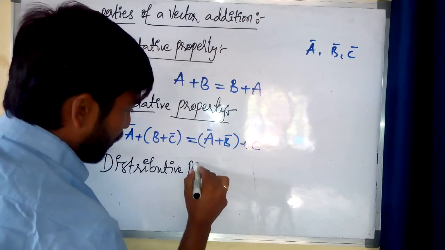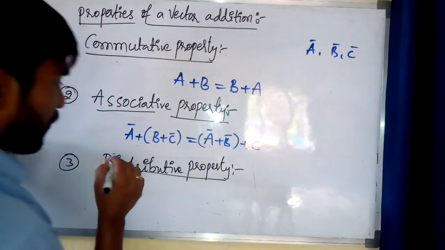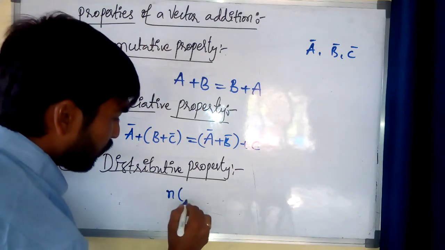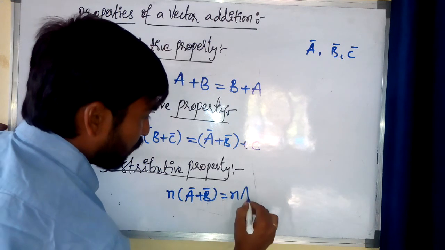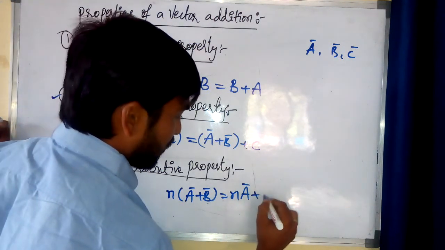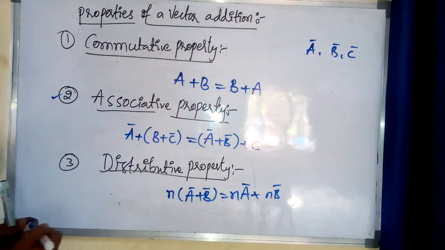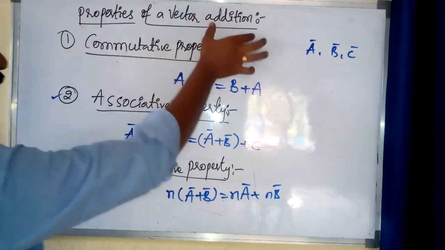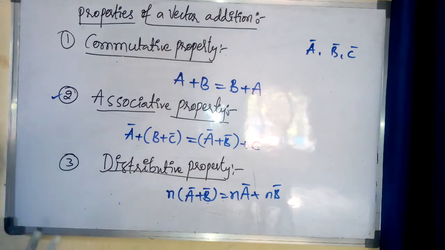What is the distributive property? We are taking n of A plus B is equal to n into A bar plus n into B bar. So this is the distributive property. These are the properties it satisfies: vector addition satisfies the commutative property, associative property, and distributive property.